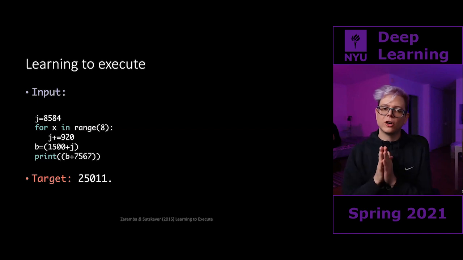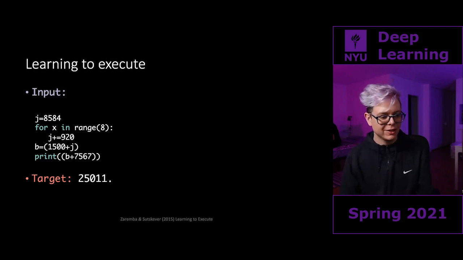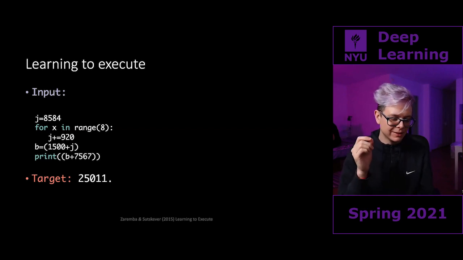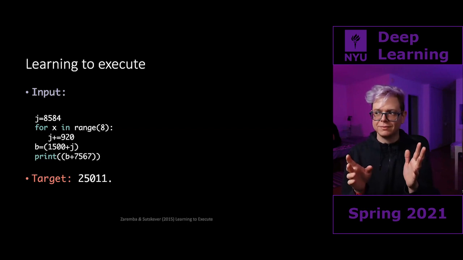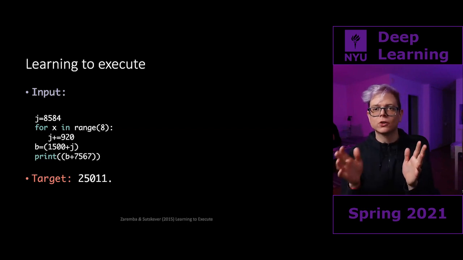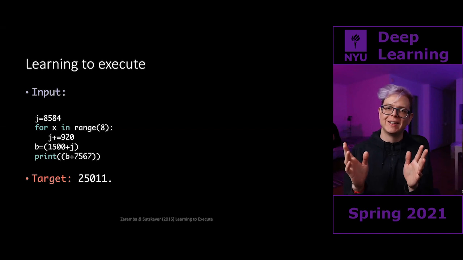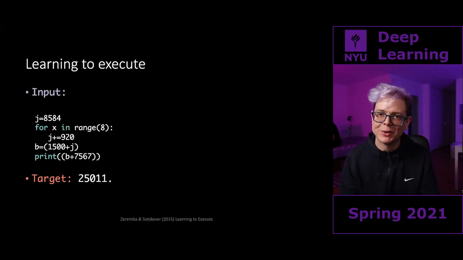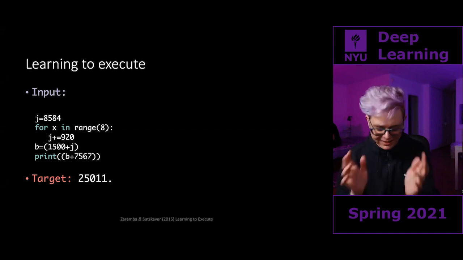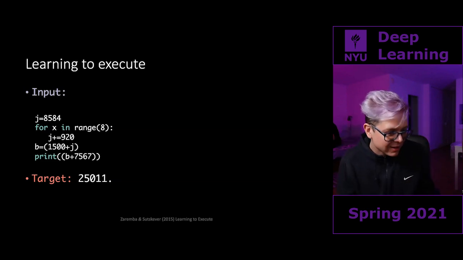So the network learns how to execute programs without executing them, okay? This is nuts, okay? You provide a sequence of text describing a Python program, and you train a neural network to actually give you the answer of the program, okay? This is mind-blowing to me.